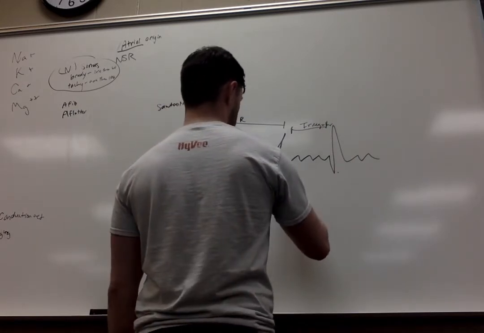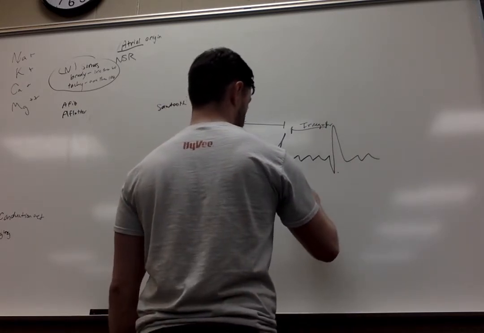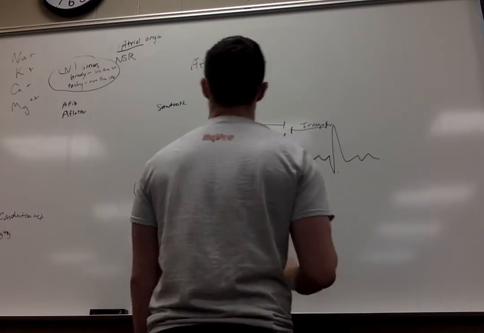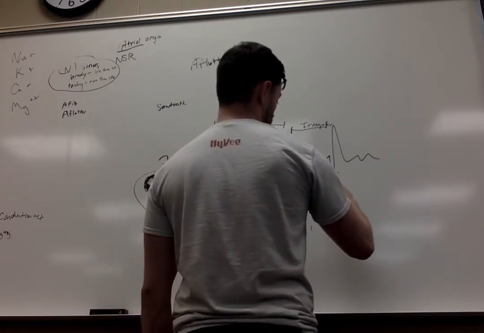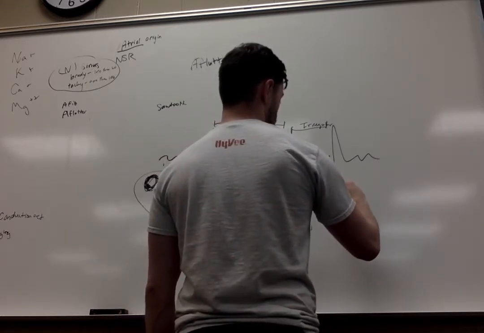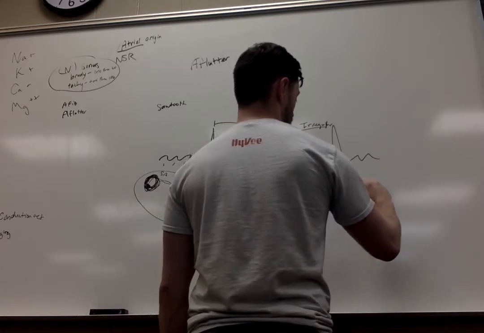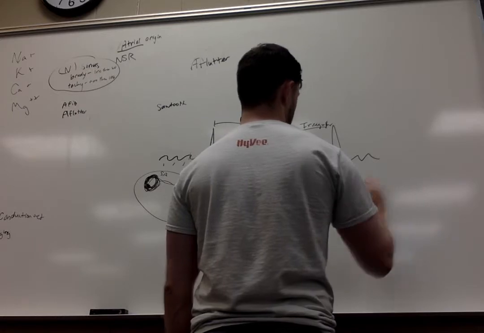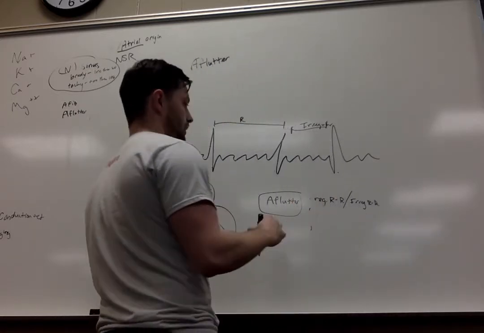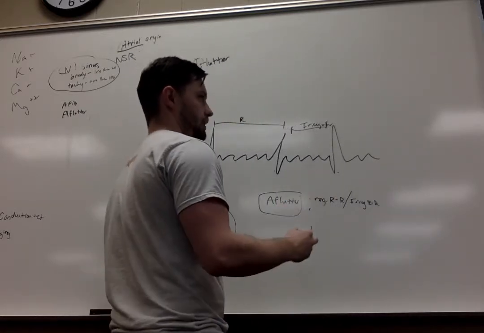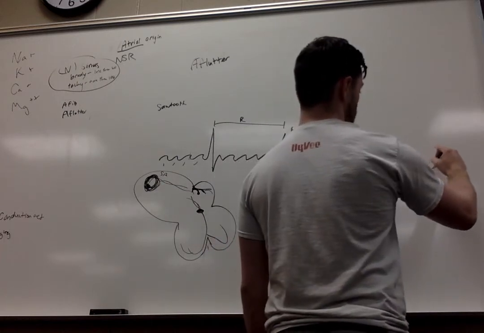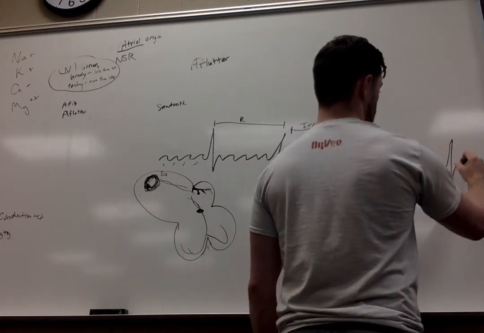So with a flutter, make your box, make your list. We have regular R to R, or irregular R to R. And you can start going into 3 to 1 conduction, meaning you don't have to write this down, but this is why it's called irregular.